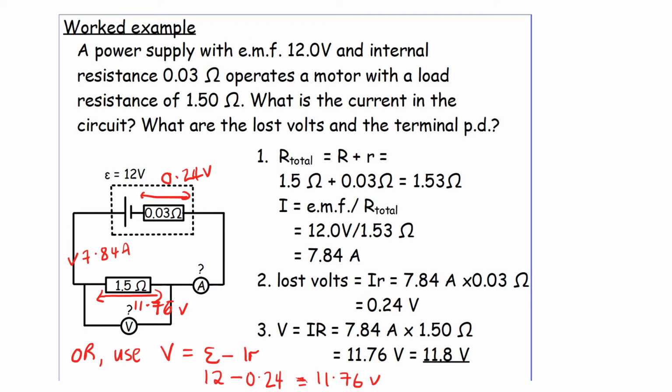The other way of doing that is we know we've got an EMF of 12 volts. We're dropping 0.24 volts across the resistance of the cell. So what's left? And it's basically what's left is the terminal potential difference. So it's 12 minus 0.24 equals 11.76 volts.